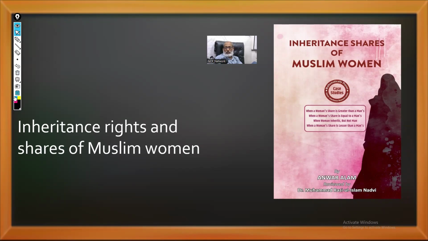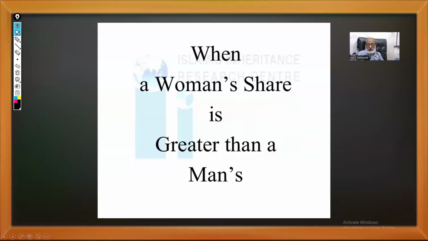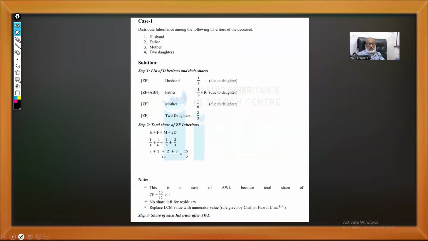Generally, we know that women always get less share with respect to men. That is totally wrong. So this is the first discussion: when a woman's share is greater than a man's. We can take one example here. In that case, the deceased left behind a husband, father, mother, and two daughters.